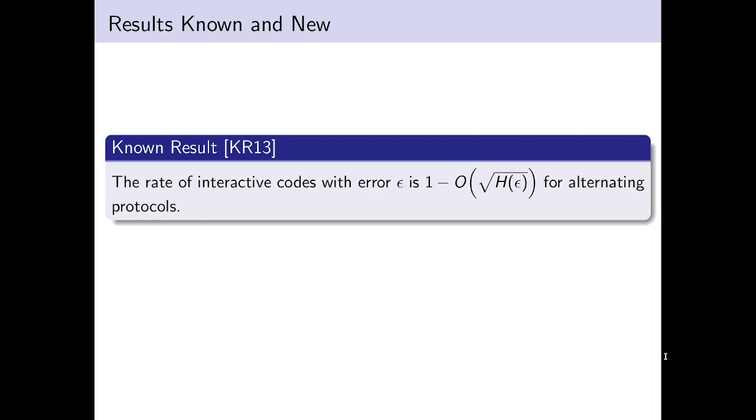After all, while any protocol can be made alternating, it does so at a blow-up of 2. You replace every single round with 2, an Alice and a Bob round. And as a result, now your rate will not approach 1, it will approach a half, which is significantly less desirable. And so the question was, can you still reach rates approaching 1 even for non-alternating protocols?